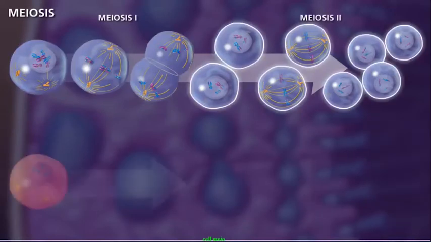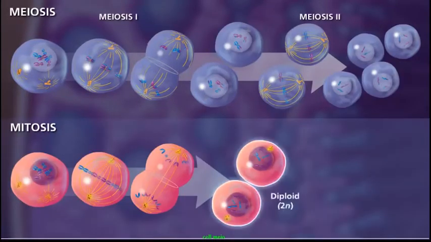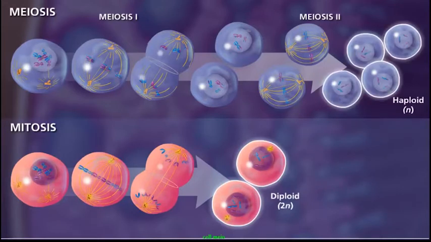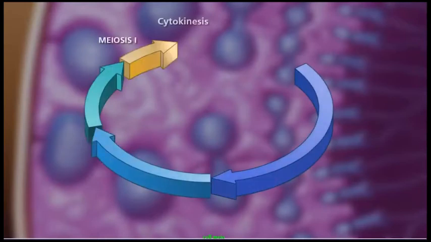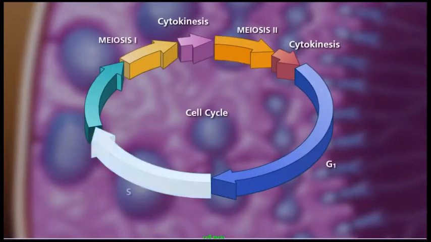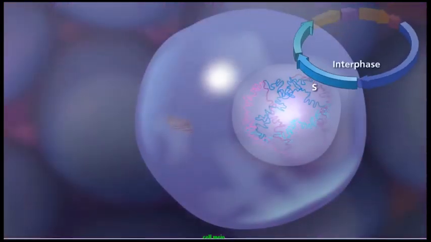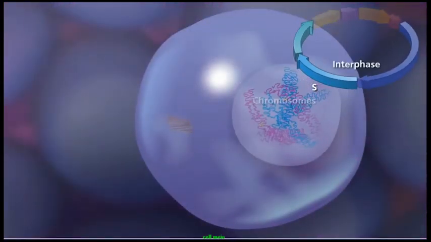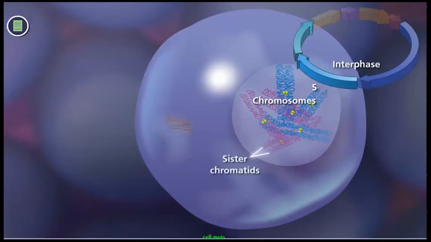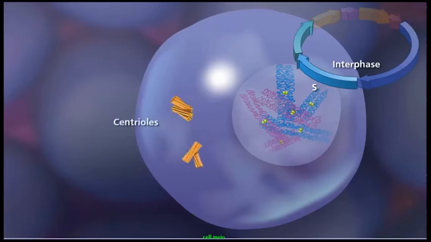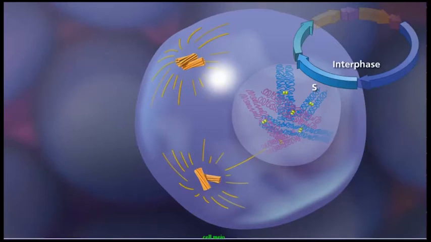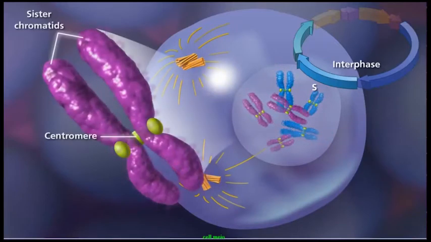One difference in meiosis and mitosis is that mitosis results in 2 diploid daughter cells and meiosis results in 4 haploid cells. Meiosis begins after the cell has successfully completed the G1, S, and G2 stages of interphase. During the S phase of interphase, the DNA is replicated, producing 2 copies of each chromosome called chromatids. The paired centrioles in the cytoplasm duplicate and begin extending microtubules that form the meiotic spindle.